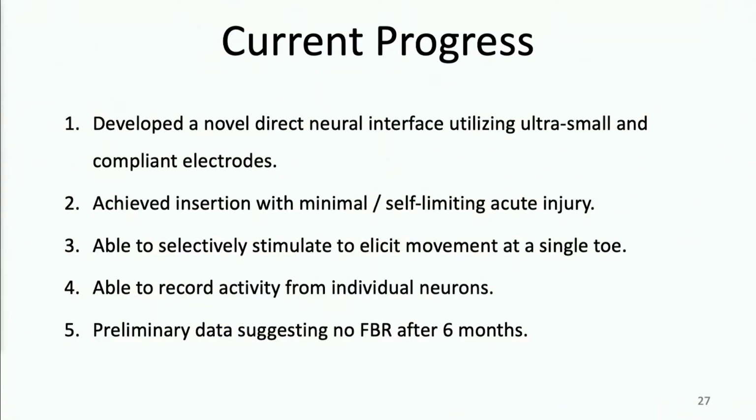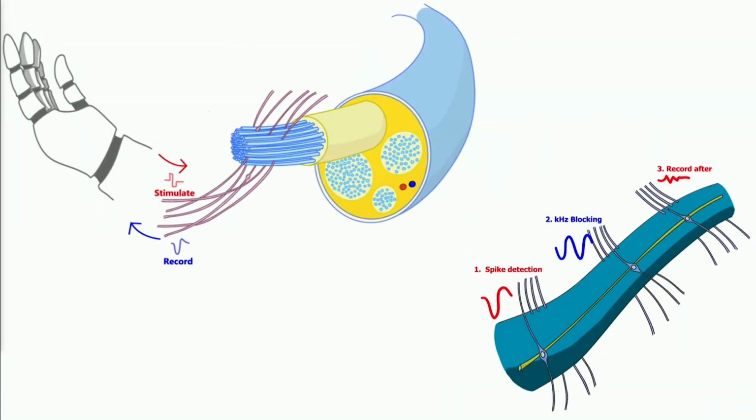In conclusion, we've established a proof of concept for a biomimetic, ultra-small and compliant peripheral nerve interface in a mouse model. Our NeuroStitch causes minimal and self-limiting insertion injury, can selectively stimulate and record, and does not appear to cause a fibrotic response. Our goal is to one day provide patients who've lost a limb with a neural prosthetic capable of performing natural motion with sensory feedback.